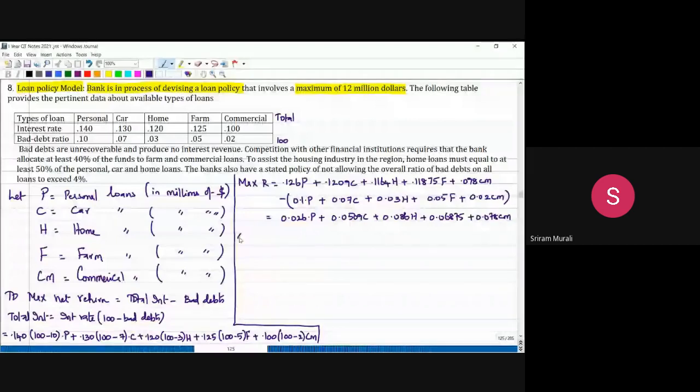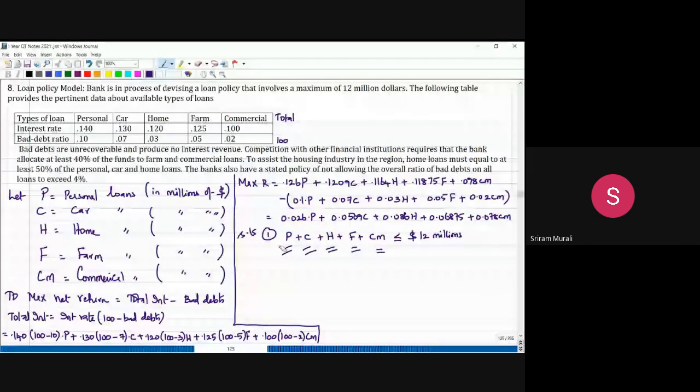Subject to, what is the first constraint? The first constraint is how much fund is available to you across personal, car, home loan, farm loan, and commercial loan put together. I got only $12 million. So this is the available fund. I do not know how much to allocate for personal, car, housing, farm, and the rest.